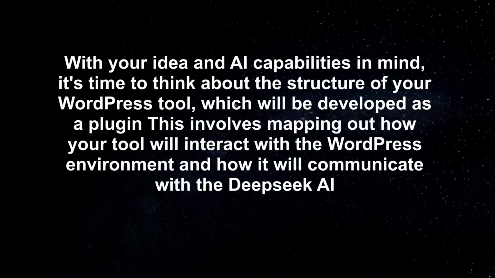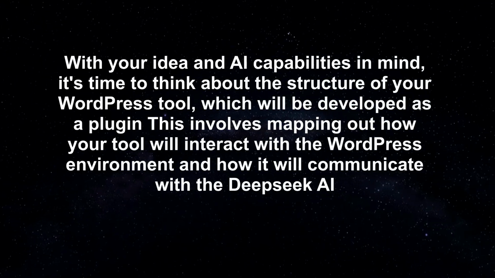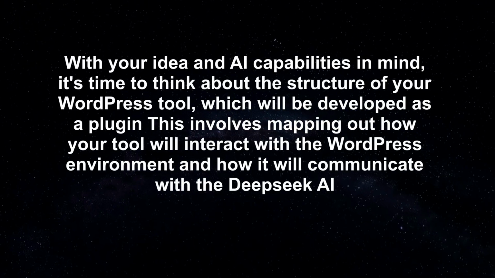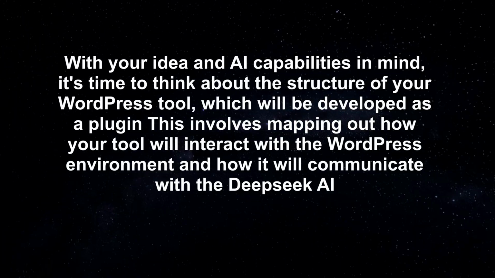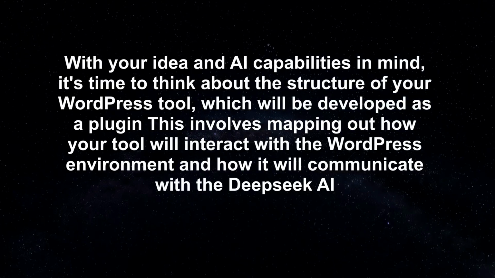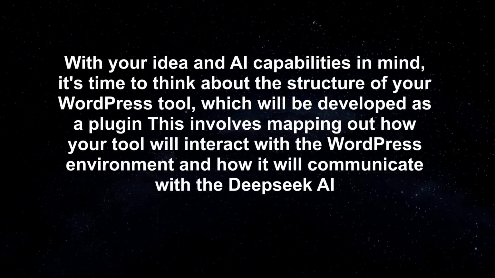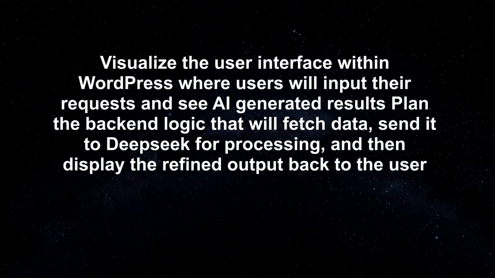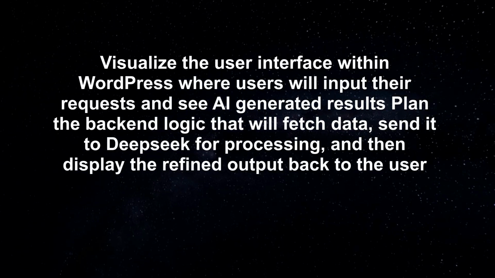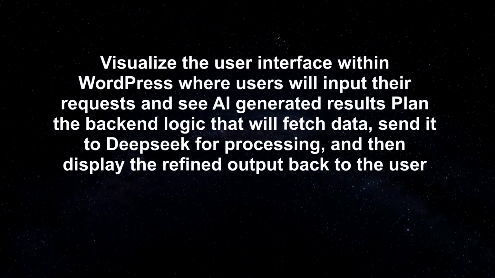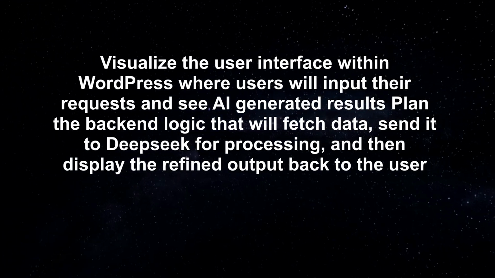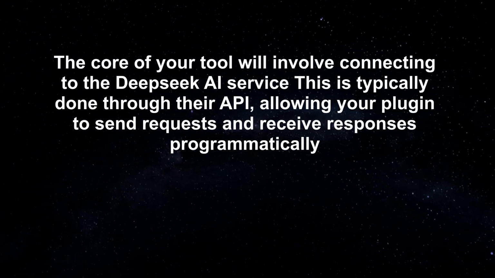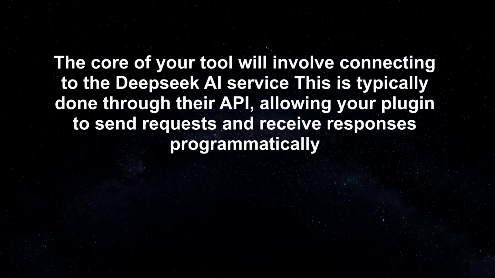With your idea and AI capabilities in mind, it's time to think about the structure of your WordPress tool, which will be developed as a plugin. This involves mapping out how your tool will interact with the WordPress environment and how it will communicate with the Deepseek AI. Visualize the user interface within WordPress, where users will input their requests and see AI-generated results. Plan the backend logic that will fetch data, send it to Deepseek for processing, and then display the refined output back to the user.